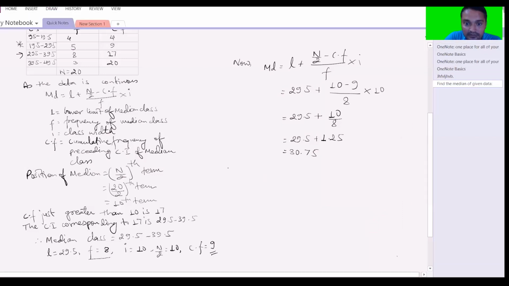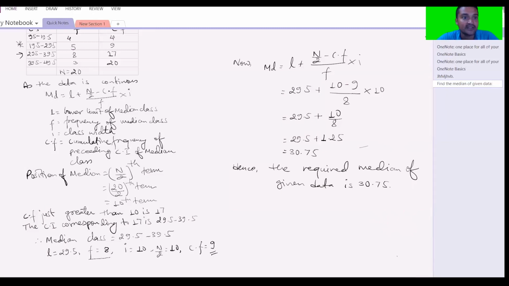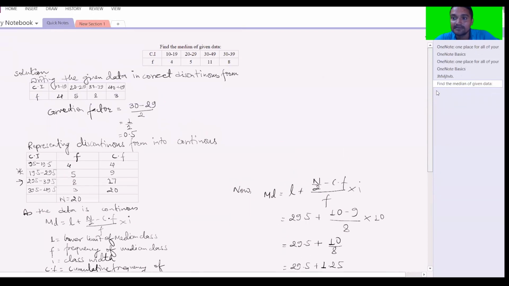Now, the conclusion is right. Hence, the required median of the given data is 30.75. Okay, this is the end of the solution. I hope that you are clear with the solution.